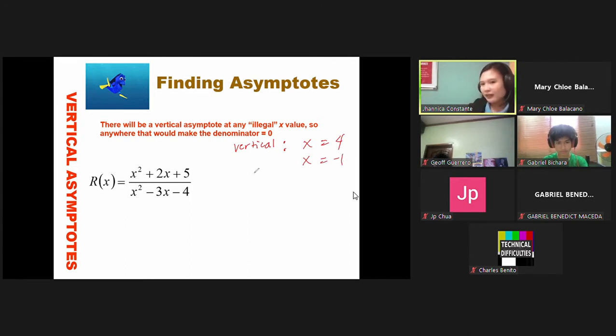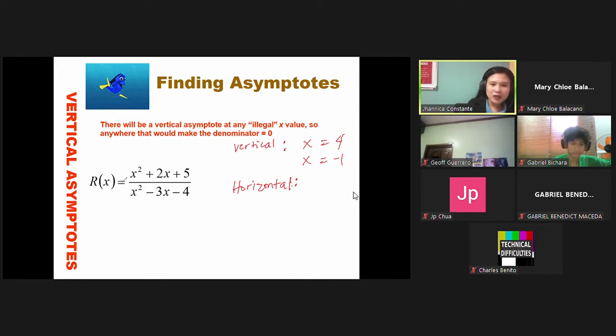So let's find now the horizontal asymptote of our rational function. It says there that you need to check the exponent or the degree of our rational function. If we have the same exponent, we're going to use the coefficient of our rational function. If we have different exponents, we're going to get the highest exponent from our rational function.